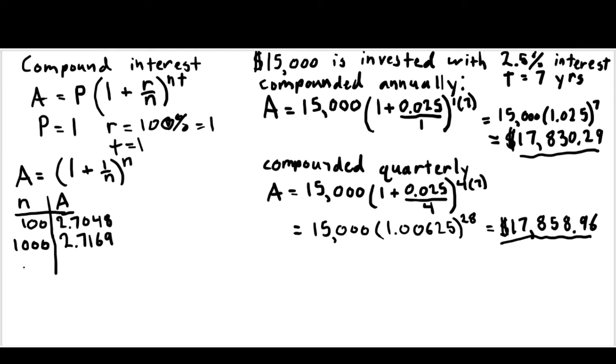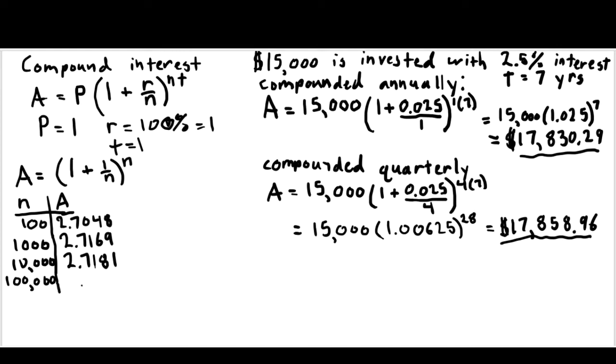If I plug in 10,000, I get 2.718. And these are all rounded off values. In reality, these keep repeating, kind of like the number pi, to infinity. We call that an irrational number. It has an infinite number of repeating decimal values. And if you keep going up, what you'll observe is that it tends to approach a very specific number.